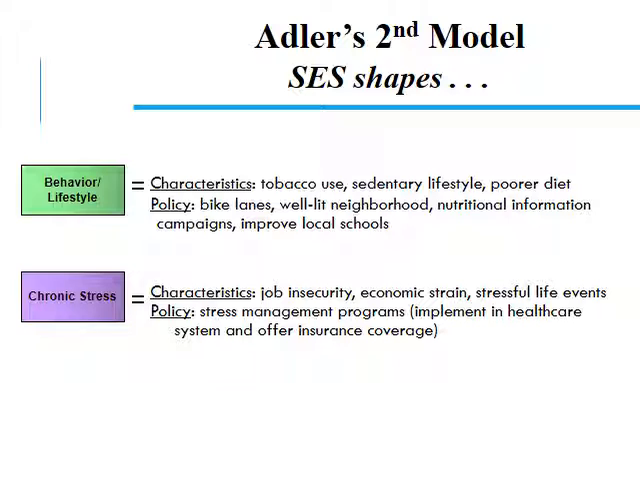The other two boxes in Adler's second model were behavior and lifestyle and chronic stress. So the characteristics for behavior and lifestyle were tobacco use, sedentary lifestyle, poorer diet. In communities with greater resources, you're going to have bike lanes, you're going to have lights on the sidewalks, you're going to have sidewalks. In terms of stress, you have lower employment rates and greater economic strain and more stress in Bankhead in a lower SES community. It's clustered.